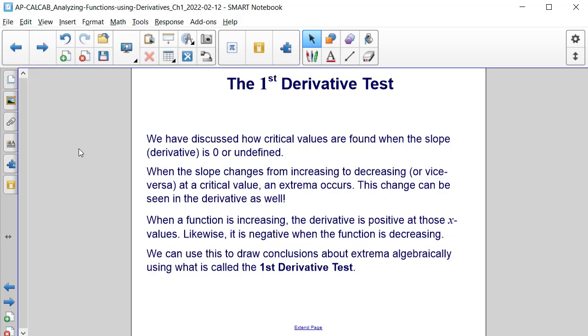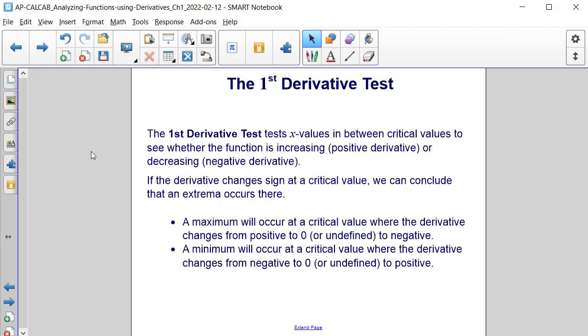When a function is increasing, the derivative is positive at those x values. Likewise, it is negative when the function is decreasing. We can use this to draw conclusions about extrema algebraically using what is called the first derivative test. The first derivative test tests x values in between critical values to see whether the function is increasing, having a positive derivative, or decreasing, having a negative derivative. If the derivative changes sign at a critical value, we can conclude that an extrema occurs there.